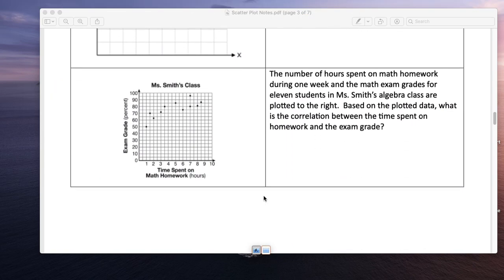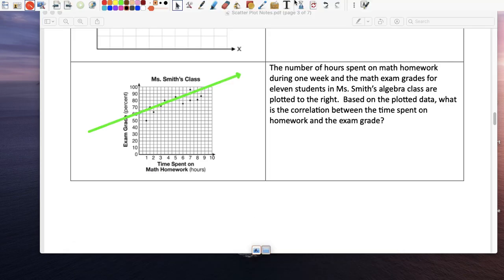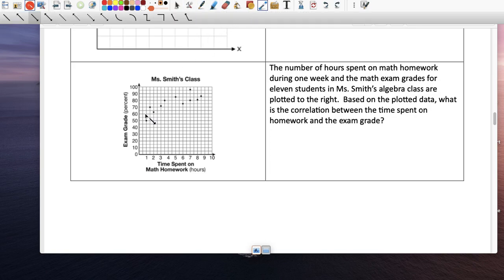Moving down to the second one. Let's see what it says we have to do. Let me just clear a few things. Number of hours spent on math homework during 1 week and the math grade for 11 students in Mr. Smith's algebra class are plotted to the right. Based on the plot, what is the correlation between the time spent on homework and exam grade? So it's very similar to the previous problem. Let's see if we can draw a line of best fit. The line of best fit is about here.